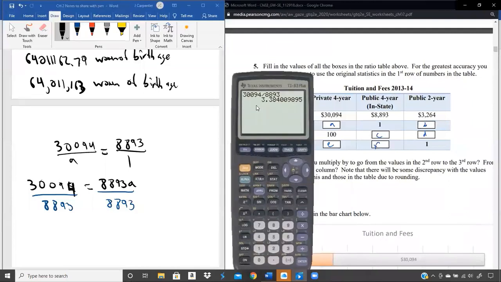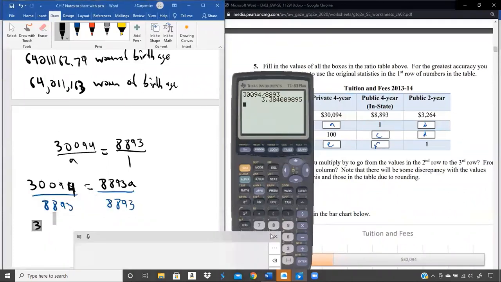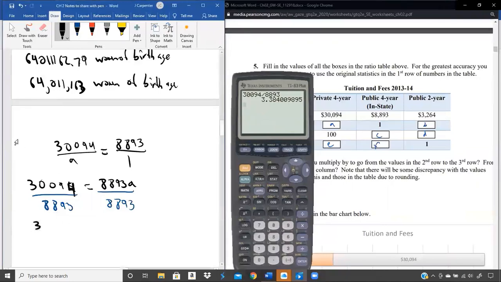Because I didn't tell you where to round, you could round to 2, you could round to 3. I'm going to choose 1 for this one. So 3.4 is equal to A. Now, again, I could use that number to find a couple other spots, but I'm going to avoid it if I can.